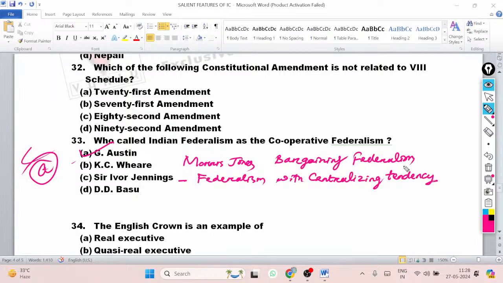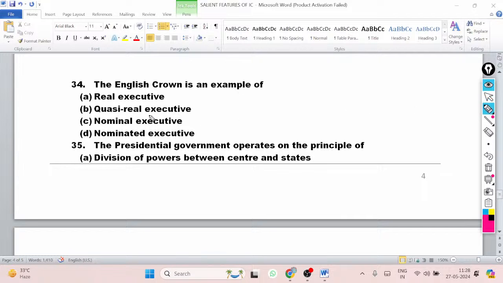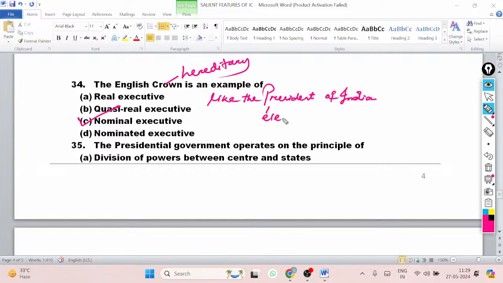Next, question number 34. The English crown is an example of a nominal executive, like the President of India. But the difference is there between the English crown and the president, because the English crown is hereditary in nature and your president is elected in nature. But their official position is the same in both countries. Both of them are nominal and both of them are ceremonial heads. They have little power in the governance.